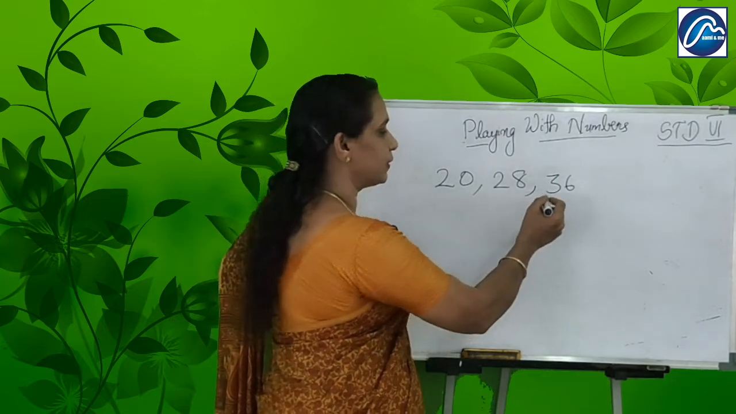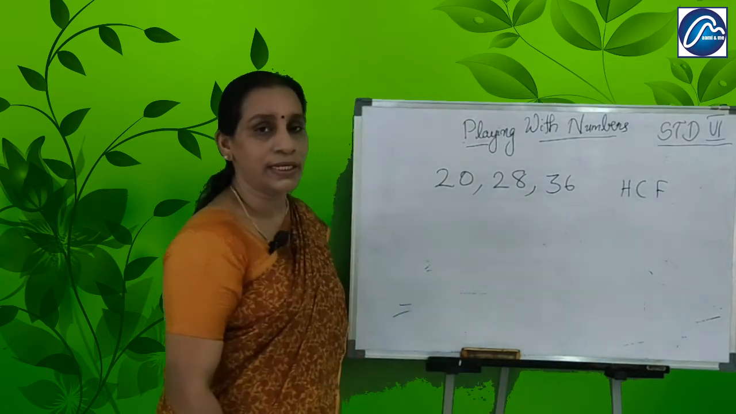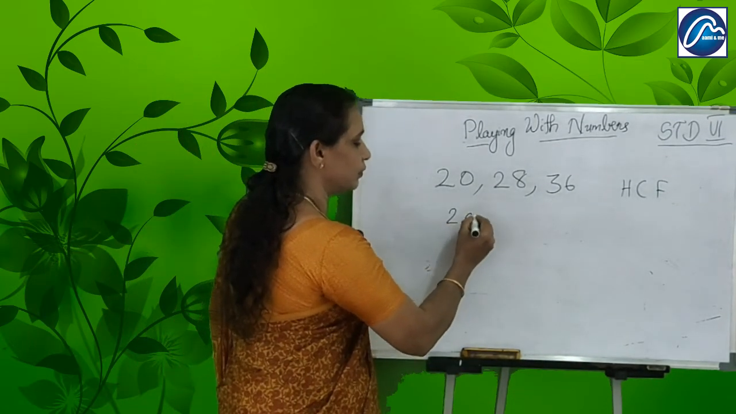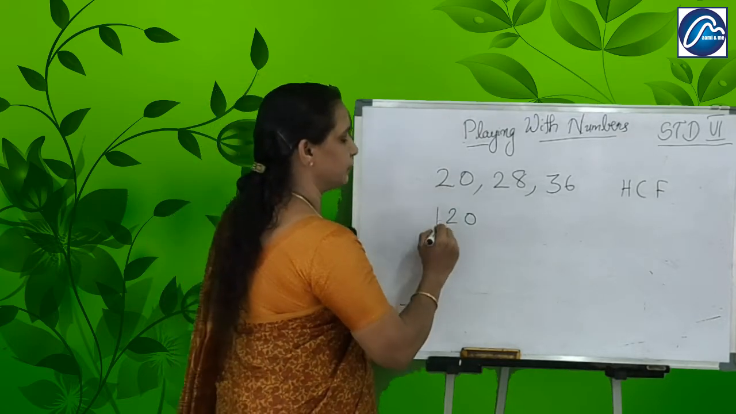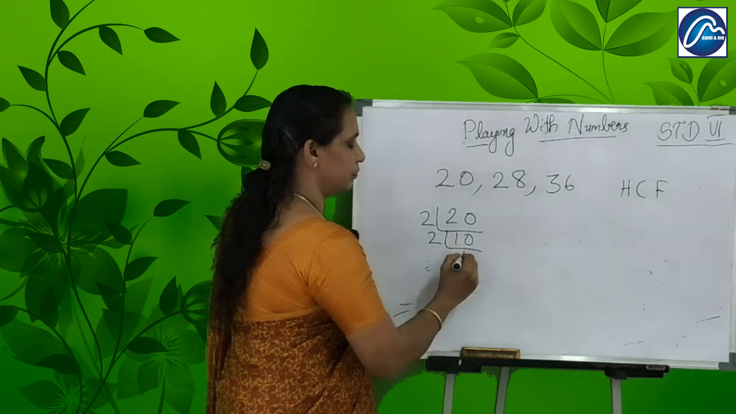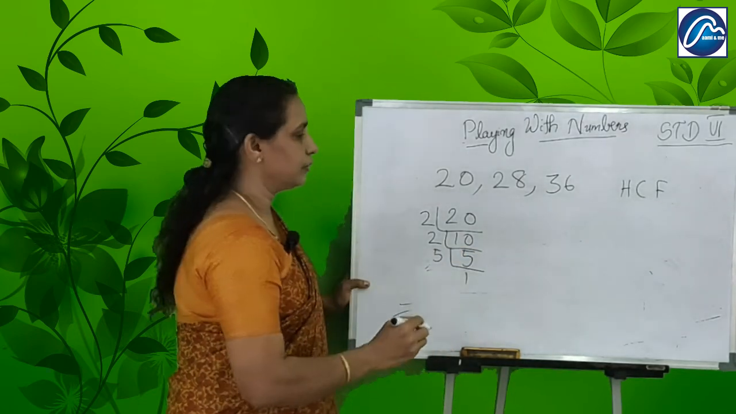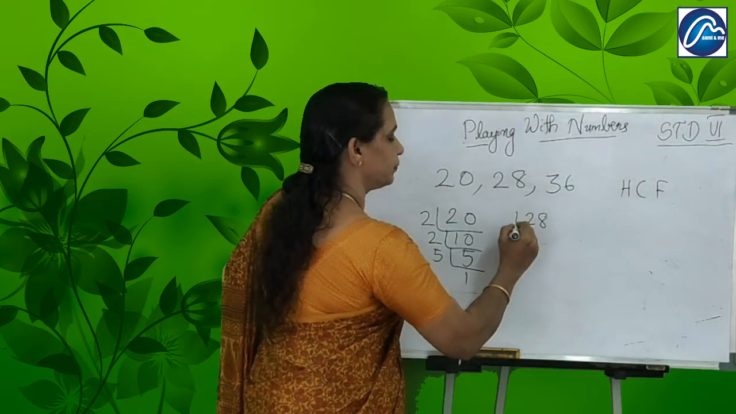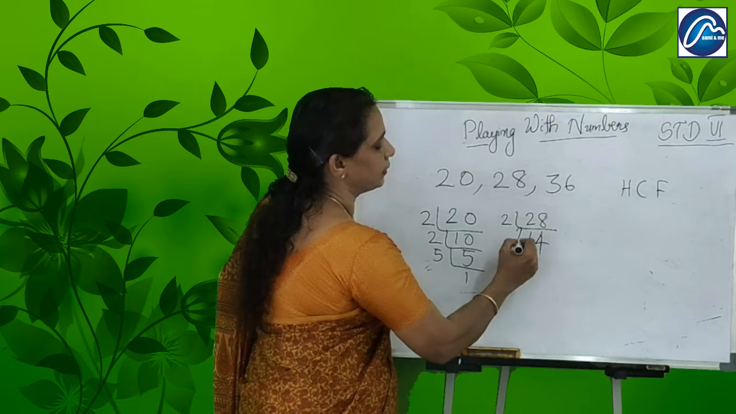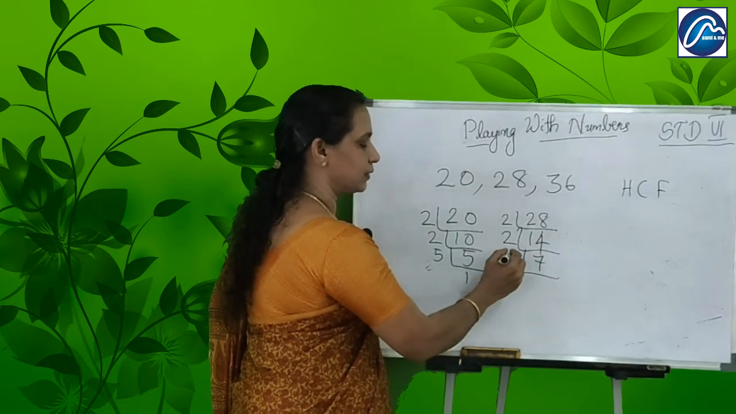20, 28, 36. Find HCF. HCF means highest common factor. First we can do this. 20, 10, 5, okay. 28, 2, 1 2 is 2, 4 2s are 8, 2, 7 2s are 14, and this is a prime number, so only 7 is there.